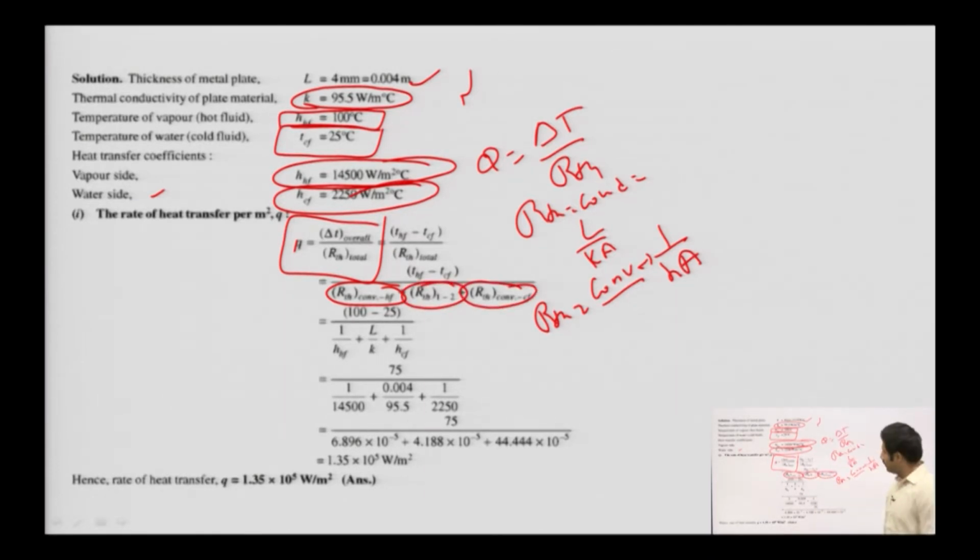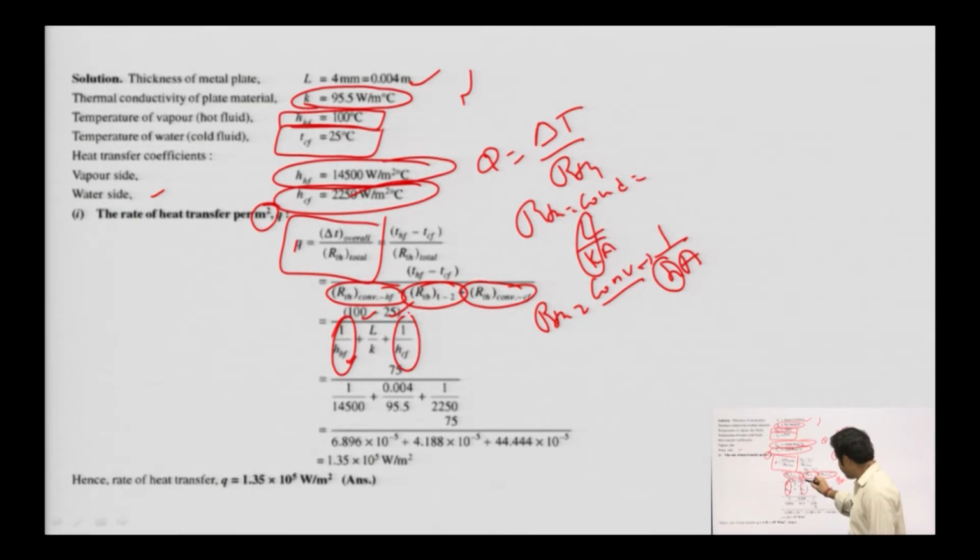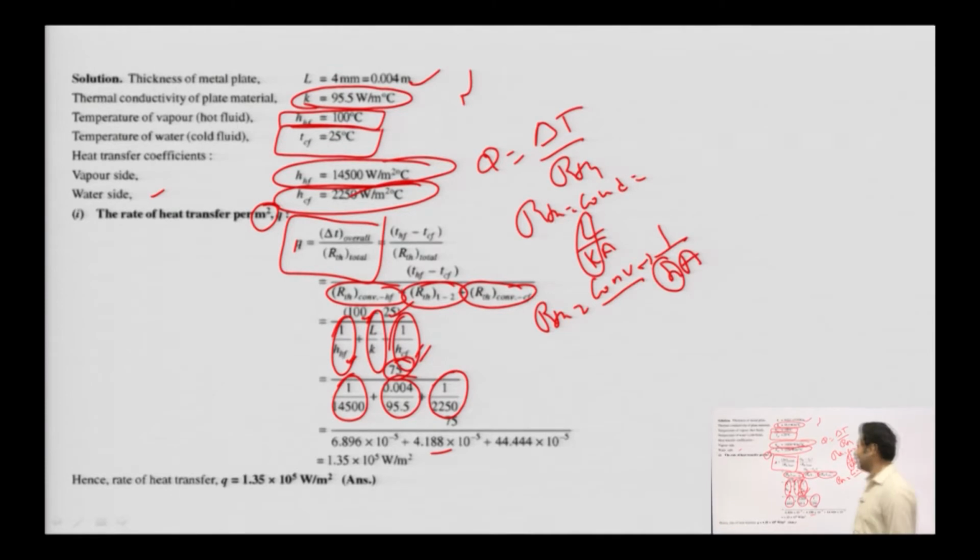So put all the values here. It is 100, it is 25, so it is 1 by H. Because you have to calculate per meter square, the A has been taken out. So it is only 1 by H, and only L by K. You can see 1 by H vapor, 1 by H cooling water, and L by K. So just put all the values here. It is 75, and this is the 1 by H for the cooling water, and this is L by K. With simple mathematics, you can calculate the rate of heat transfer.